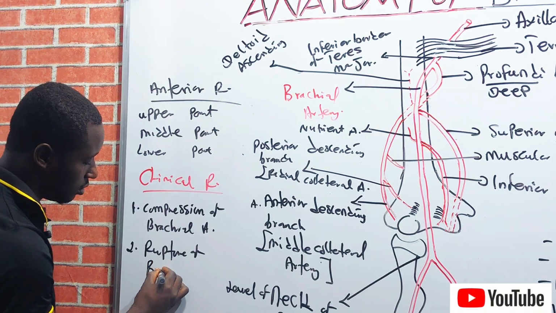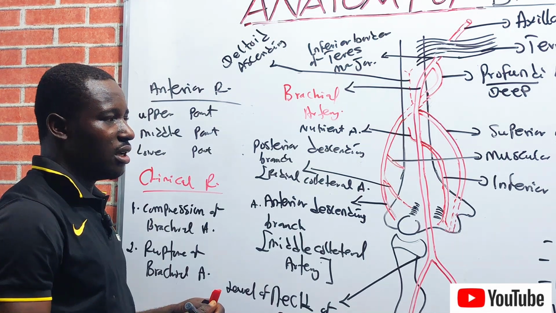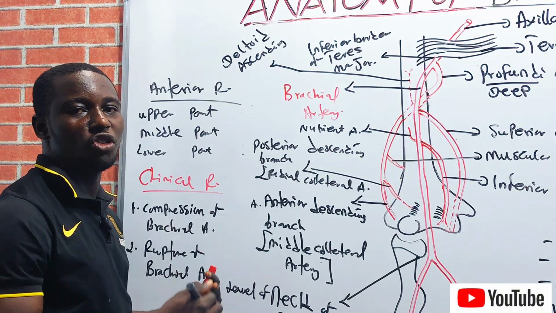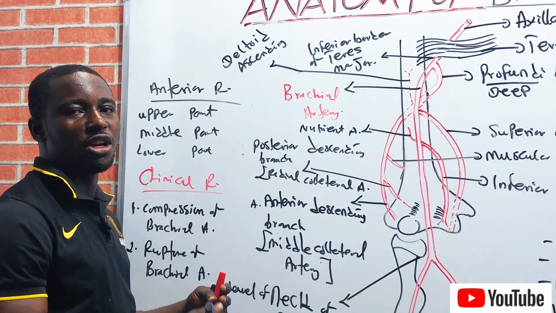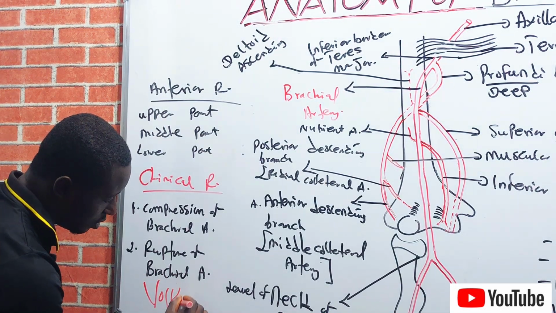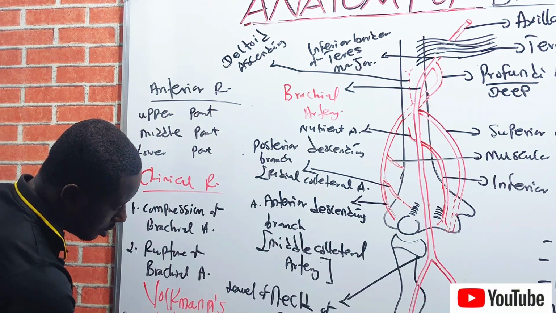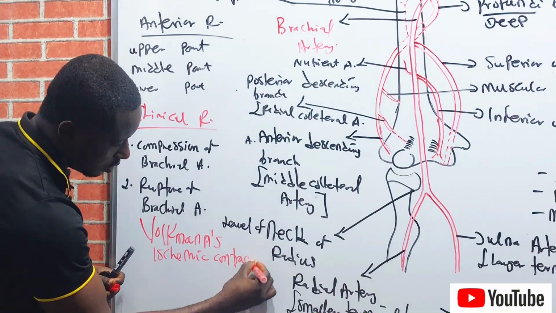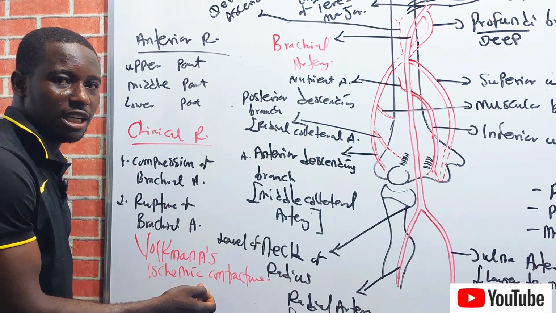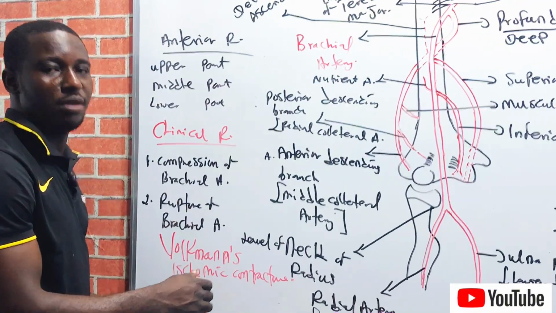Okay, number two, we have the rupture of the brachial artery. The rupture of the brachial artery can be caused by a supracondylar fracture of the humerus, which will lead to Volkmann's ischemic contracture. The Volkmann's ischemic contracture will be implicated as a result of the supracondylar fracture of the humerus, which causes rupture of the brachial artery.